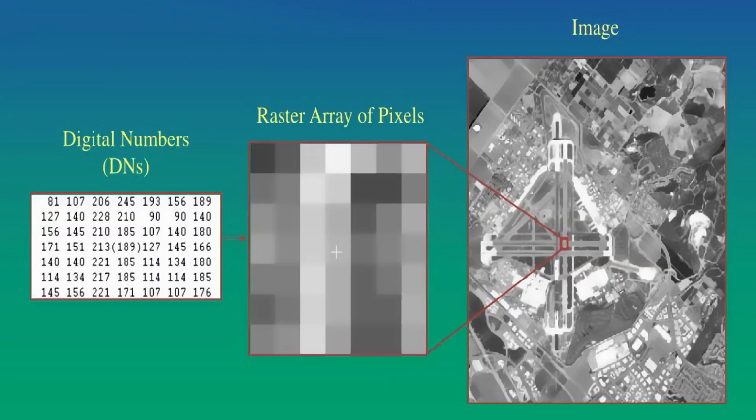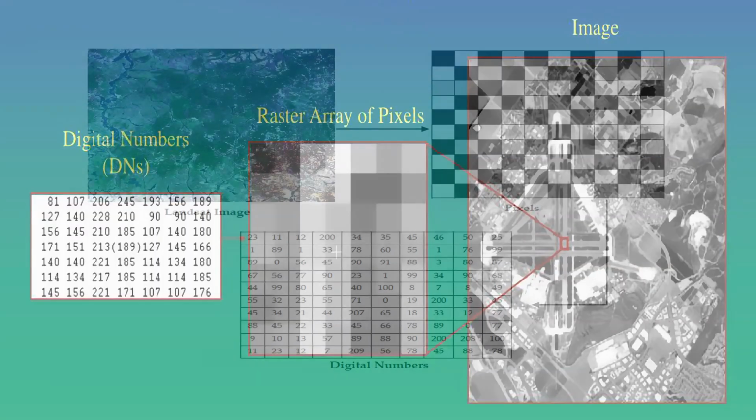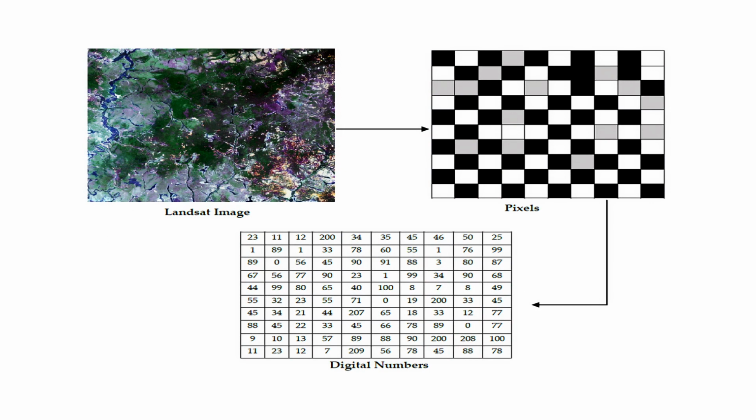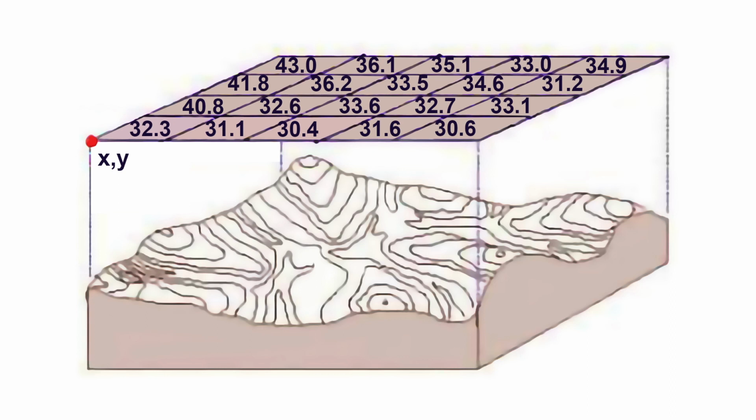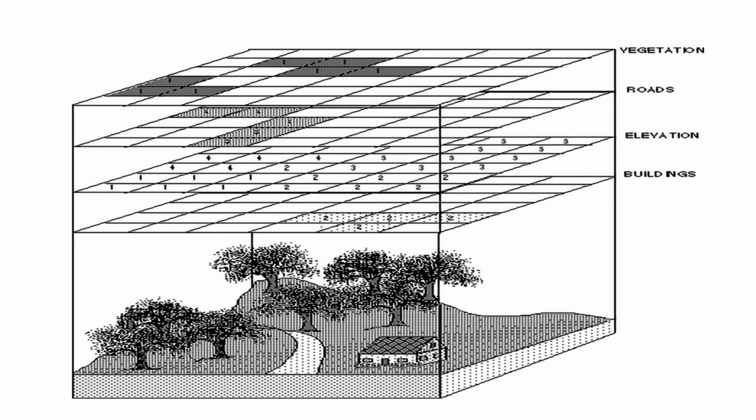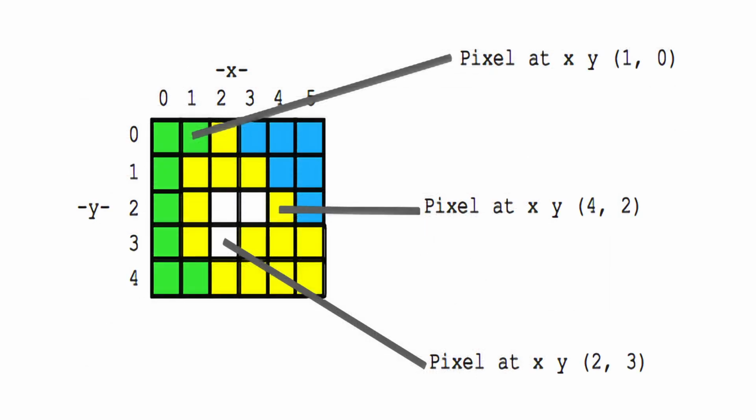A digital data product is called a digital image. A digital image is a two-dimensional array of pixels, that is, picture elements. Each pixel represents an area of the Earth's surface and has an intensity value represented by a digital number and a locational address referenced by rows and columns.